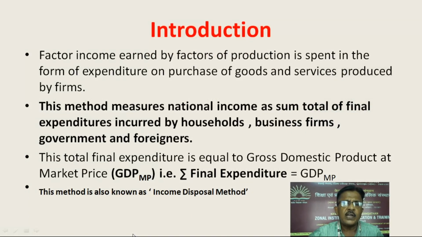As you all know, factor income earned by factors of production is spent in the form of expenditure on purchase of goods and services produced by firms. So in this method, the national income will be measured as the sum total of final expenditure incurred by households, business firms, government and foreigners. This total final expenditure is equal to gross domestic product at market price, that is GDP MP. This method is also known as income disposal method.